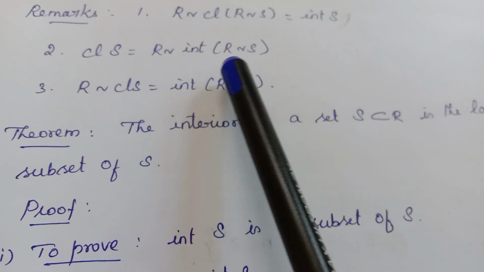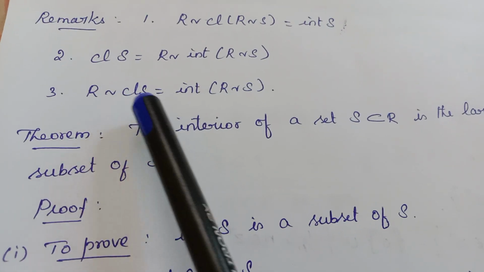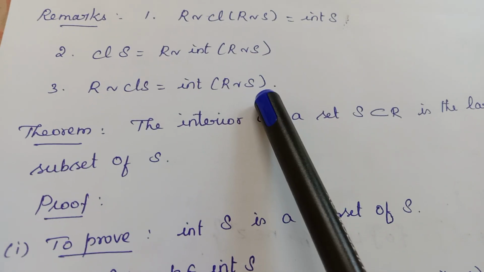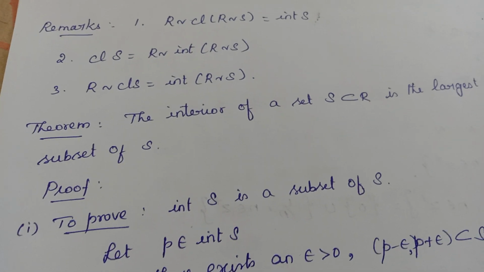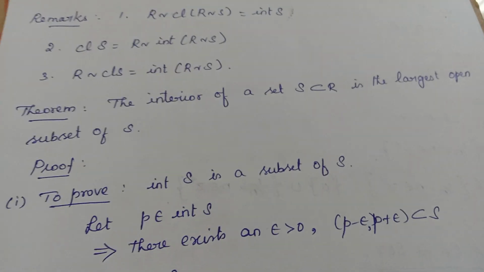Closure of S equals R minus interior of R minus S, and R minus closure of S equals interior of R minus S. If you want to write the proof for all these results, in a similar way you can proceed as before in the previous theorem. Okay, right.